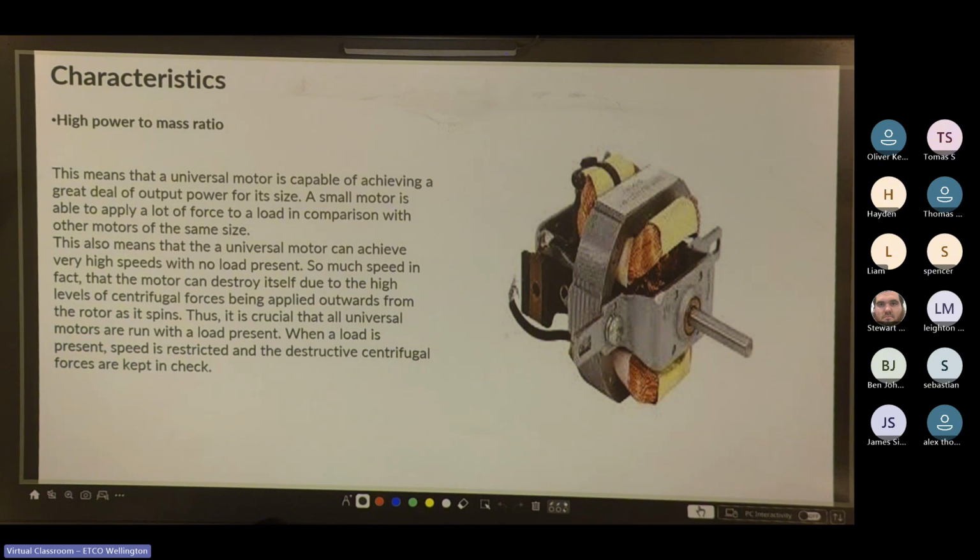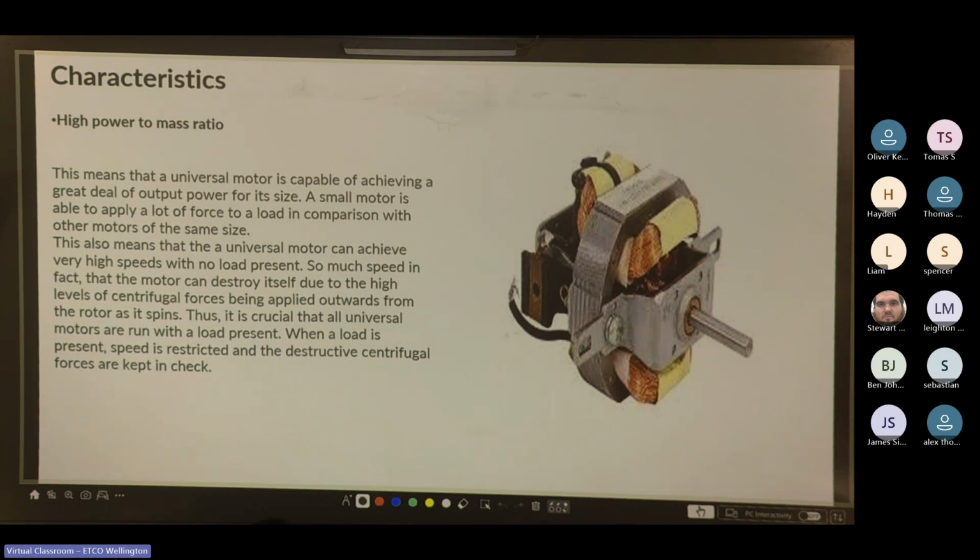When a load is present, speed is restricted and the destructive centrifugal forces are kept in check, which is why when you run these universal motors that we have here at Block Course, you do not run them for very long because they will blow up if you keep running them. We don't run them loaded simply because we haven't yet been able to find a way to load them safely. We have been able to load them up, but it's been dangerous, and so we try not to do it.